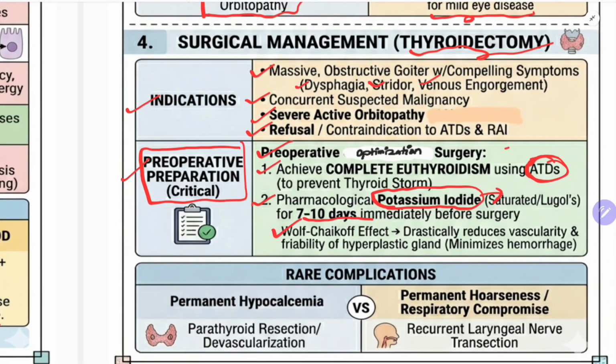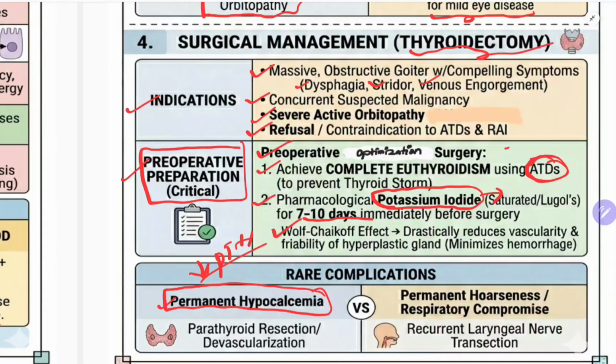If you know the anatomy of the thyroid gland, just behind the thyroid gland there is the parathyroid gland. So maybe the surgeon may remove the parathyroid gland along with the thyroid gland by mistake. That will lead to parathyroid resection, and the patient will have permanent hypocalcemia because of decreased PTH, parathyroid hormone. Okay, lifelong calcium you should give to the patient.